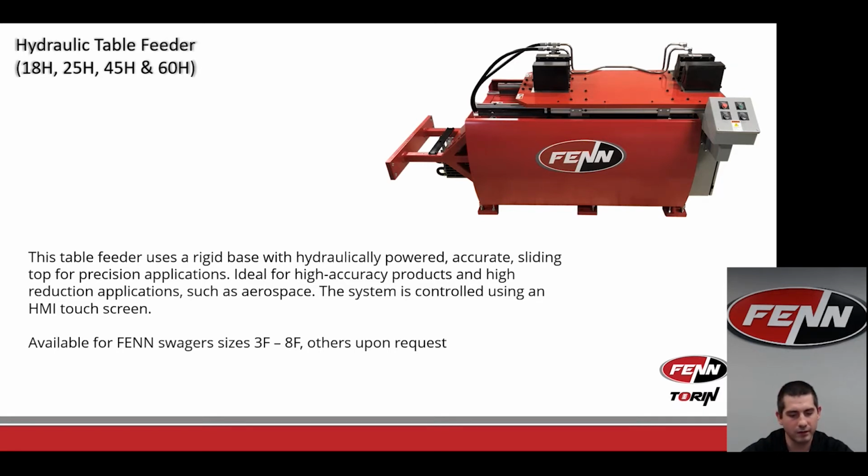One of the big sellers here at FENN for swager feeders is our hydraulic table feeder. Whether it's this picture, a two gripper style feeder, or the one you saw on the 18H with the concentric gripper. These table feeders are a very rigid base. It's a weldment with a hydraulically powered, accurate sliding top for precision applications. So most of the requests we get for these are aerospace or medical companies looking to create a high accuracy product and have the ability to repeat that without doing a lot of setup and changing in their operations.